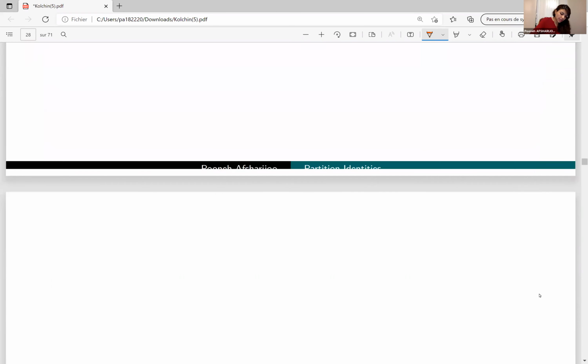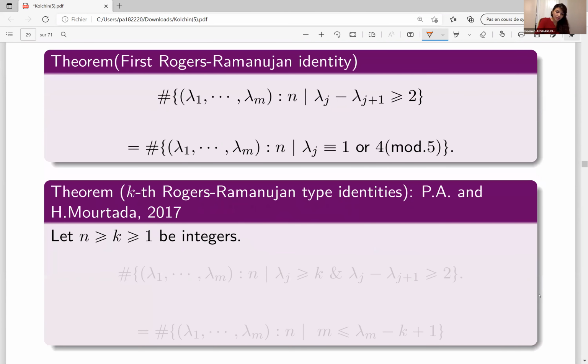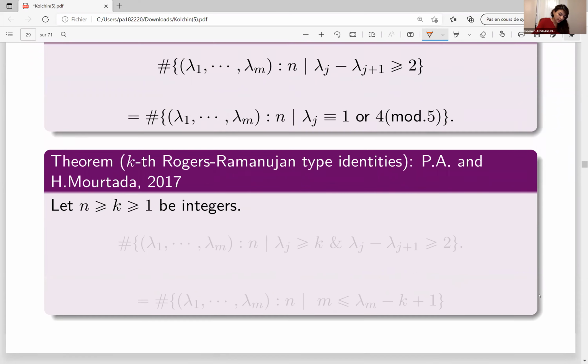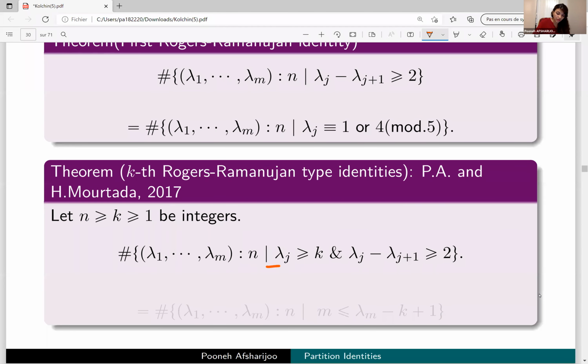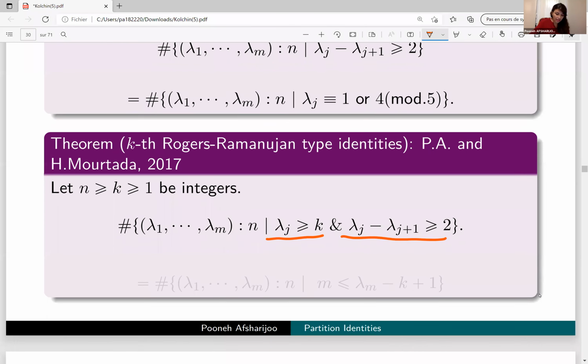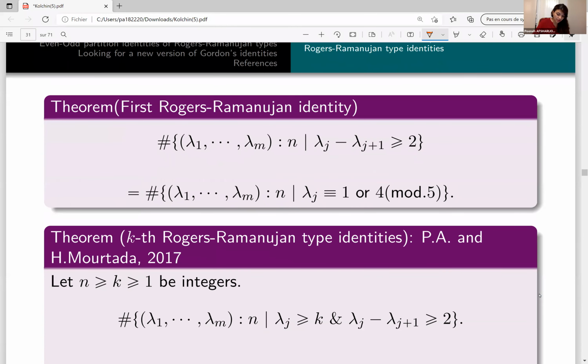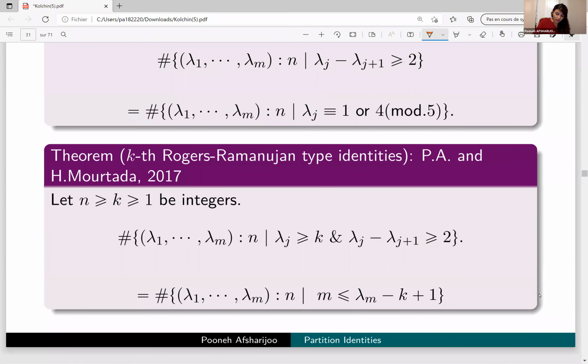With Hussein Mourtada, we found a family of this type of identities. The theorem says that if we take the integers n and k, the number of partitions of n whose parts are at least equal to k without equal or consecutive parts is equal to the number of partitions of n whose length is at most equal to its smallest part minus k plus 1.